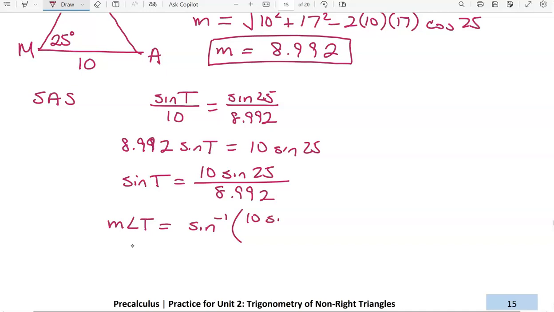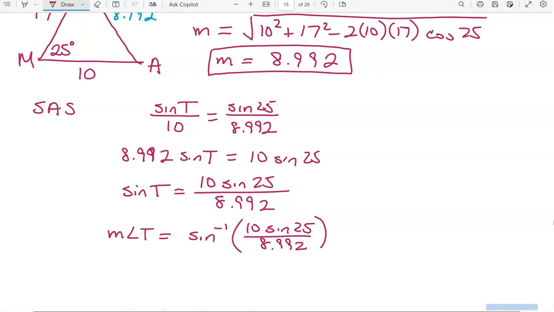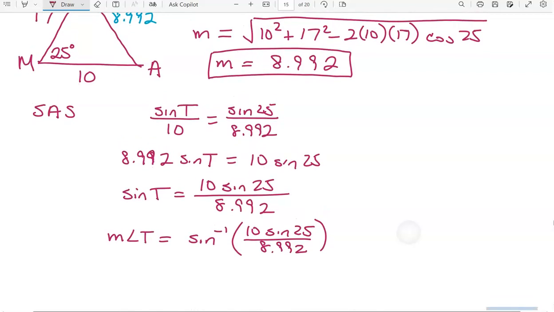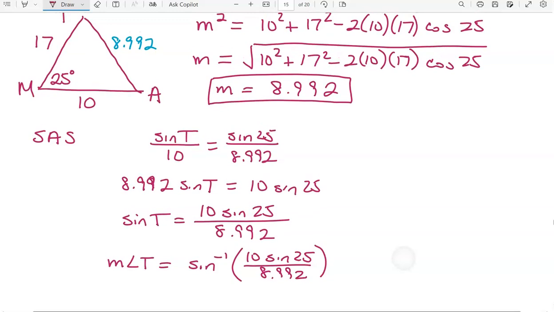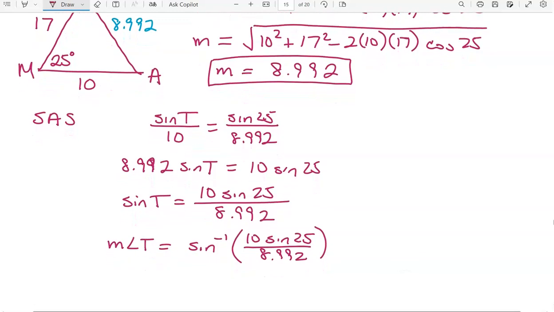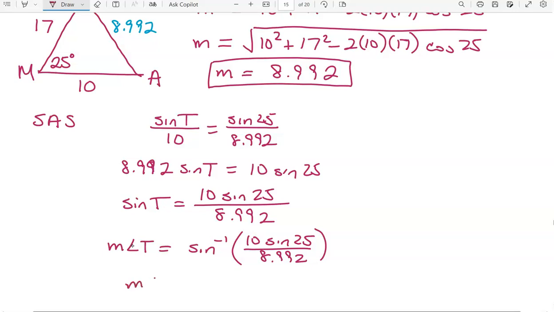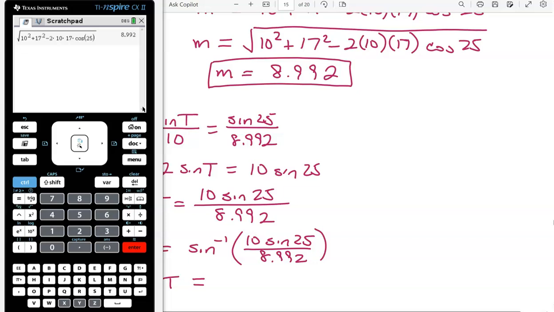Now remember, we talked about sine being ambiguous. That is, when I enter the inverse sine into my calculator, it's going to give me an acute angle. That's why we have to be careful. We have to ensure the angle we're solving for is actually acute. So there's only one obtuse angle possible in a triangle, and if there were an obtuse angle, it would be angle A since it's opposite the largest side. So measure of angle T equals, now let's do that calculation.